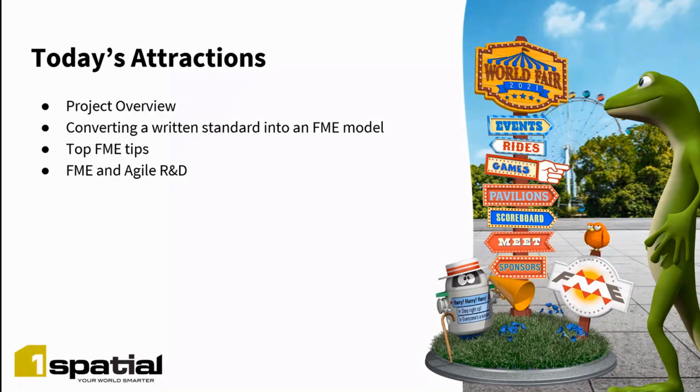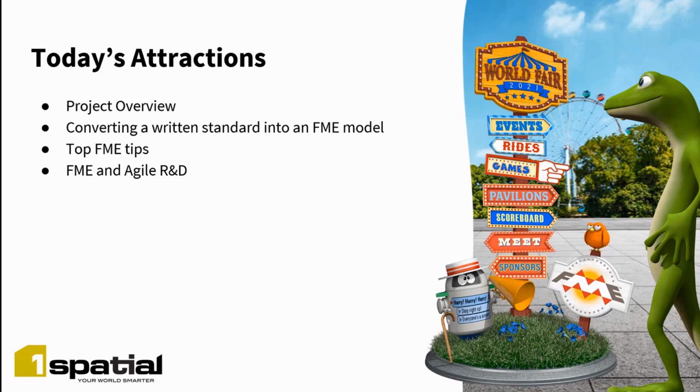So today, we're going to have a look at that in a bit more detail. I'll have a quick project overview. We'll look at what Network Rail's written standard is for vegetation management and how that can be converted to something that FME understands. A few top FME tips, and how FME and an agile methodology for R&D actually really worked well together.